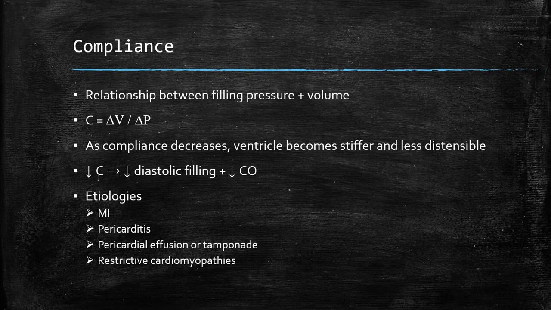Cardiac output is also dependent upon ventricular compliance. Compliance is defined as the ratio between volume change and pressure change. Compliance can be thought of as the stiffness of the ventricle, and stiff ventricles are harder to fill, leading to decreased cardiac output. Some common clinical scenarios resulting in poorly compliant ventricles include myocardial infarctions, pericarditis, pericardial effusions or tamponade, and restrictive cardiomyopathies.